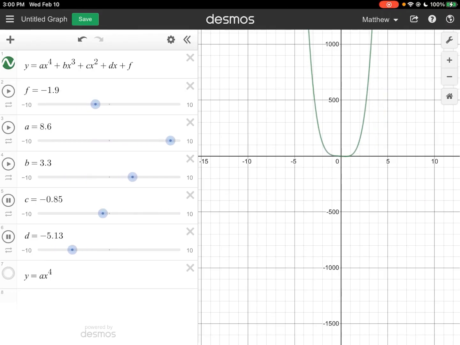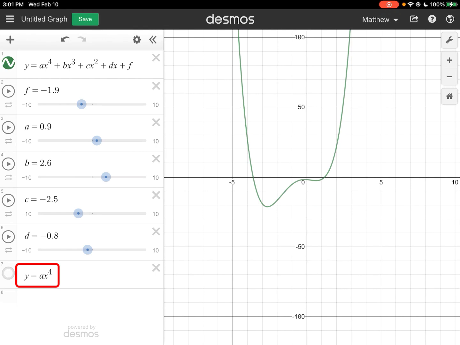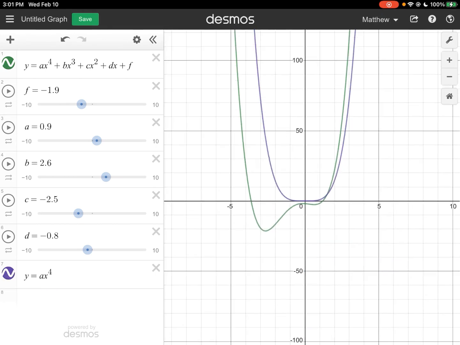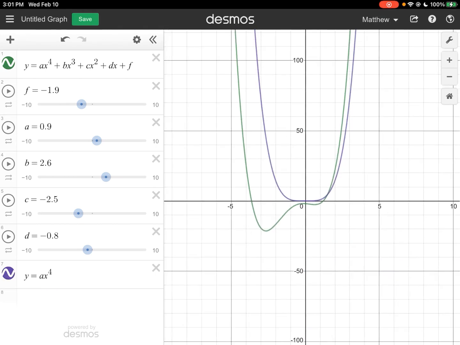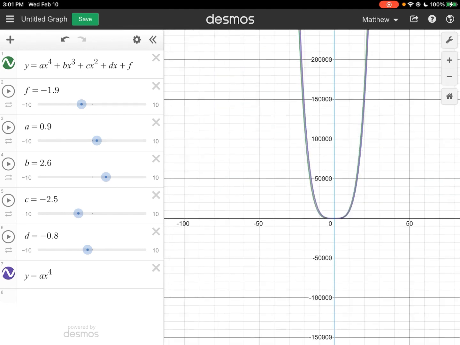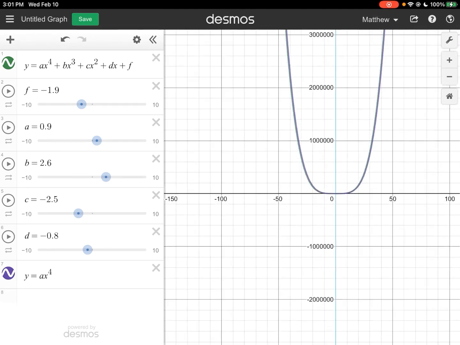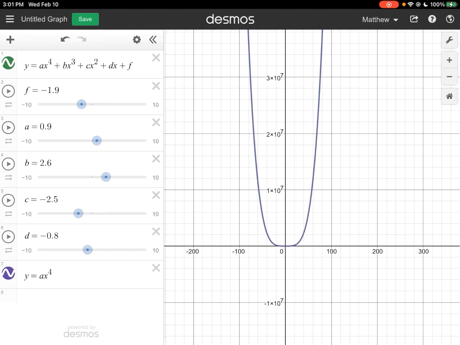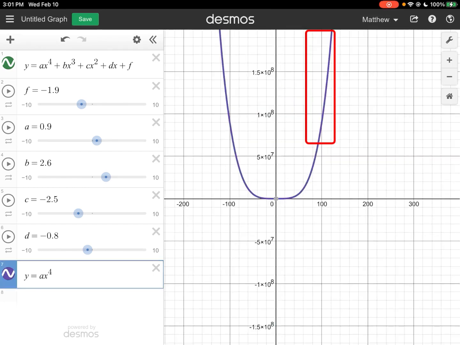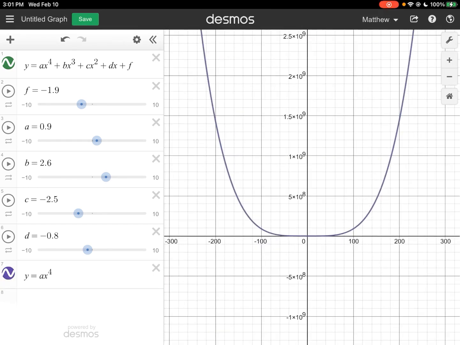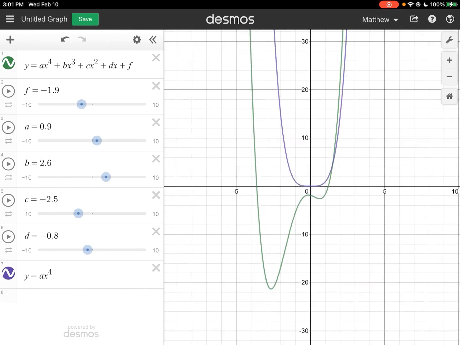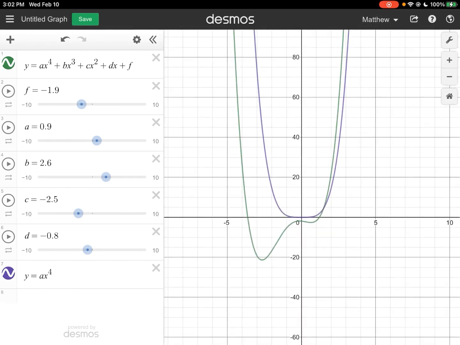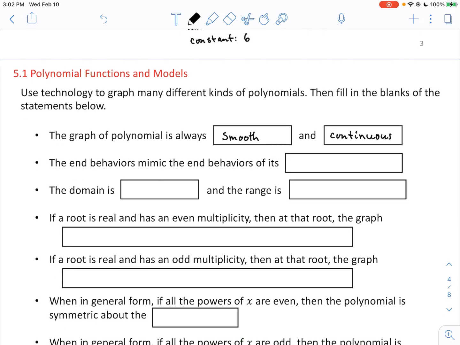Okay, now the next bullet. I'm going to park all of these at various values. I'm also going to reveal the graph that's just the leading term. At this window right here, the green graph and the purple graph are very different, but watch what happens when I zoom out. When you really zoom out, the two start to look similar. And when I talk about end behavior, I'm talking about what's happening on the very left end of our polynomial and on the very right end of our polynomial. And you can see that whatever the purple one is doing, the green one is doing too. It's only when you look at the very heart of the graph that you see that they're not the same function. But when you zoom out high enough, it looks like the 2 ends have the same behavior. So the answer to this one here, the end behaviors mimic the end behaviors of its leading term.